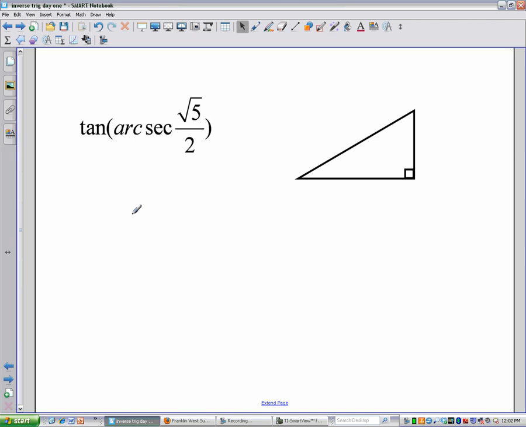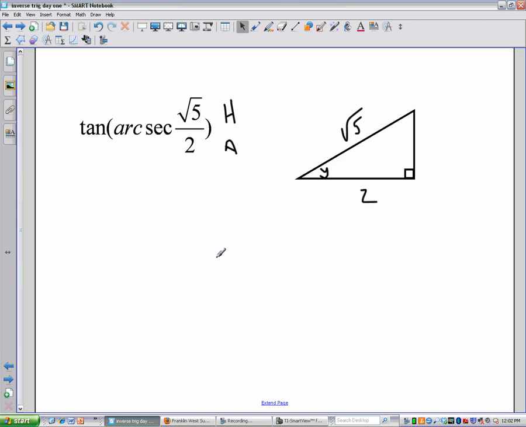Might have something like this. The tangent of the arc secant of some angle is √5/2. So the tangent of the angle whose secant is √5/2. So here's where we need to remember what secant actually is. Secant is the reciprocal of the cosine. Cosine is adjacent over hypotenuse. So this must be hypotenuse over adjacent. So I've got my angle. The hypotenuse is the square root of 5. The adjacent side is 2.